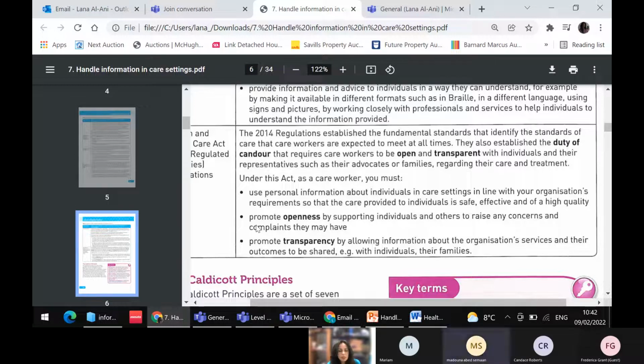Number 2 is promote openness and support individuals and others to raise any concerns and complaints they may have. So we should be open with the people and we should be supporting the individual if they want to make any complaint. And also promote transparency. What does it mean, transparency?